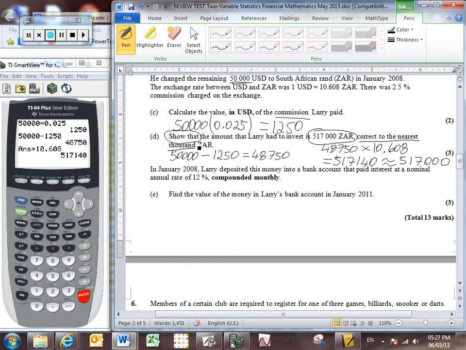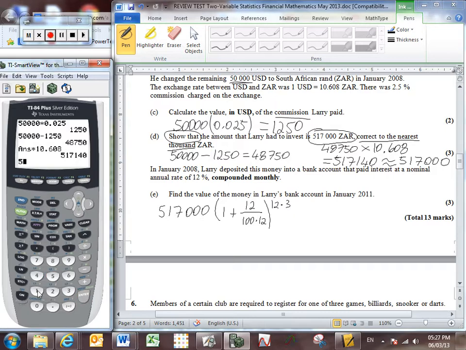In January 2008, Larry deposited this money into a bank account that paid interest at a nominal annual rate of 12% compounded monthly. Find the value of the money in his bank account in January 2011. Okay, so his South African rand of 517,000 is growing at a rate of 12%, but it's compounded monthly, so my K value is 12, and it's going to be in there for 3 years, right? Because this all happened in January 2008. Obviously, I could also use the finance application to do this, and so I'll show you that in a moment.